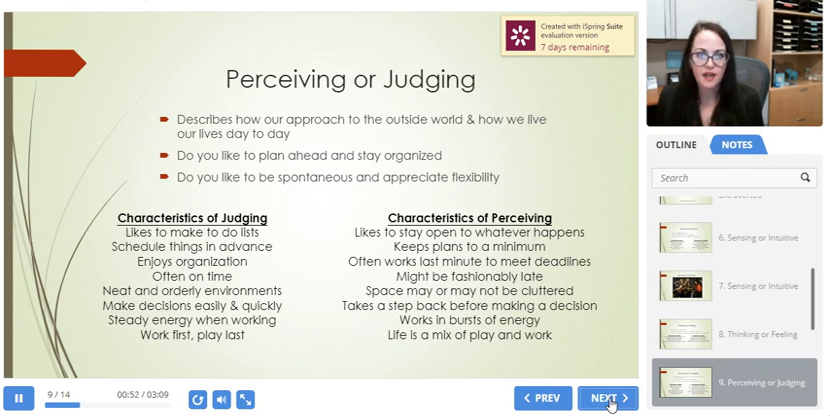Or are you a person that likes to be a little more spontaneous? You might have an idea or two of what you would like to do on vacation, but you don't really have anything concrete in mind.